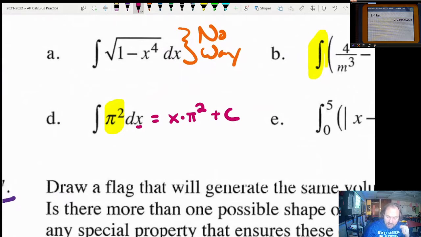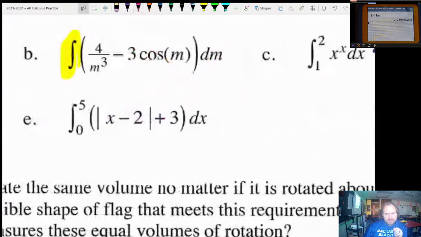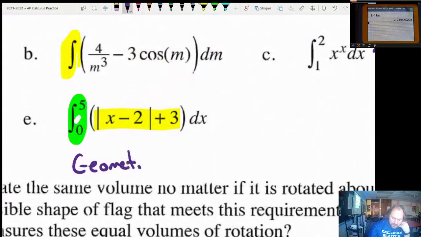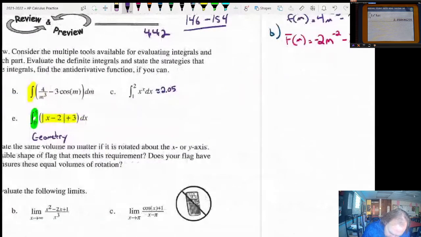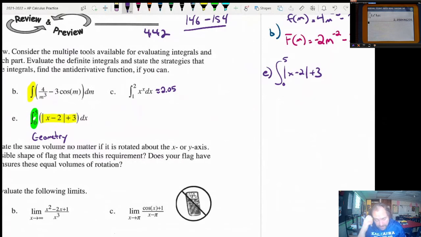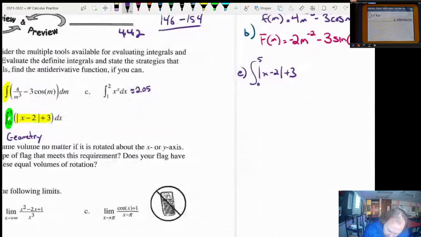And then question E, you could do this on a calculator, but you don't need to. With absolute values and linear expressions inside of an integral, this is a good place for you to use just geometry to find the area under the curve from 0 to 5. Because the only shapes you're going to see here are going to be triangles or maybe a trapezoid at best. Let's actually take a minute to try to doodle this picture really quick. This is question E. We're looking for the integral from 0 to 5 of the absolute value of x minus 2, plus 3, dx.